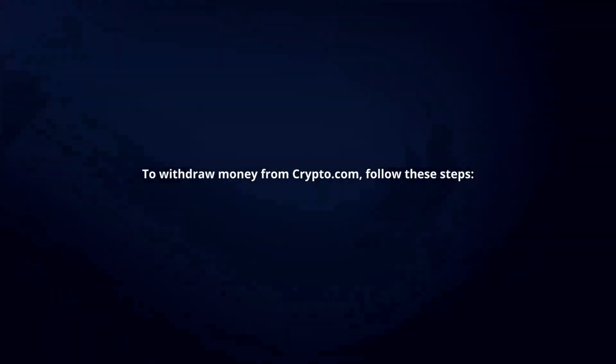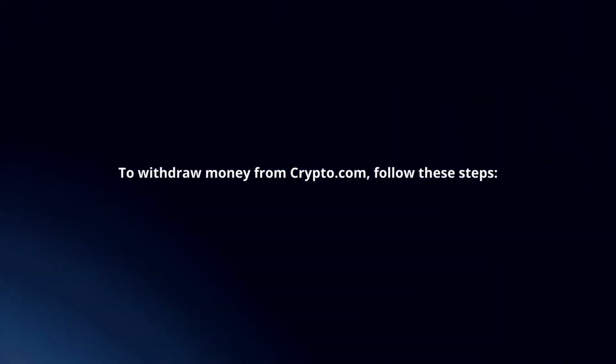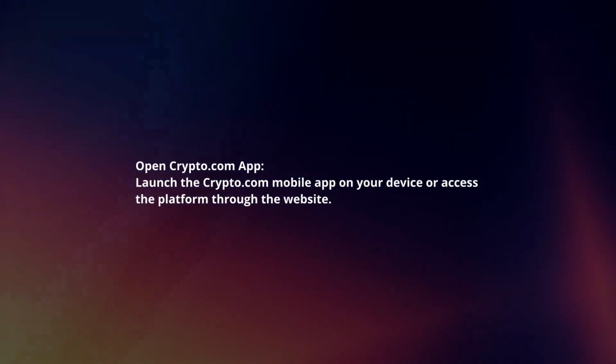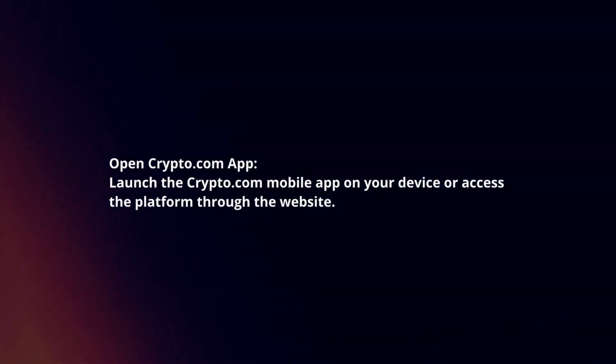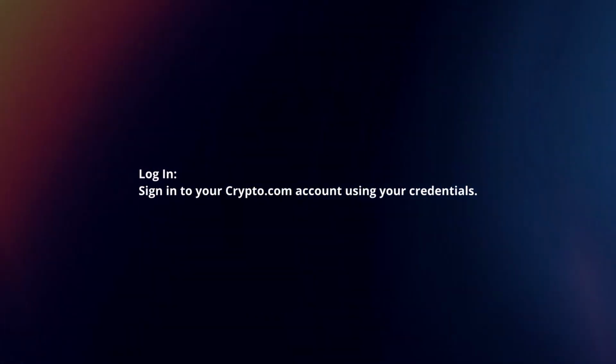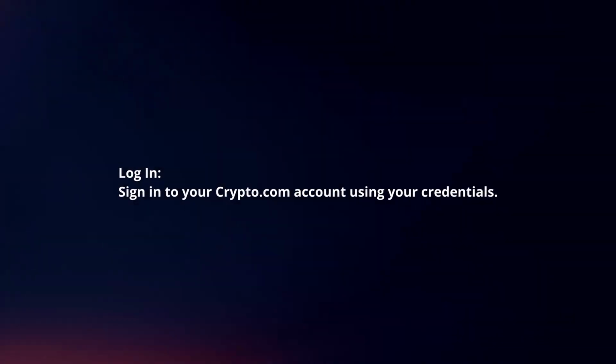To withdraw money from Crypto.com, follow these steps. Open Crypto.com app. Launch the Crypto.com mobile app on your device or access the platform through the website. Log in. Sign into your Crypto.com account using your credentials.